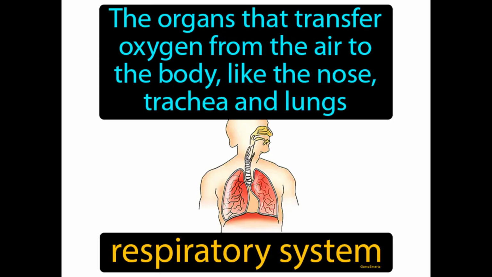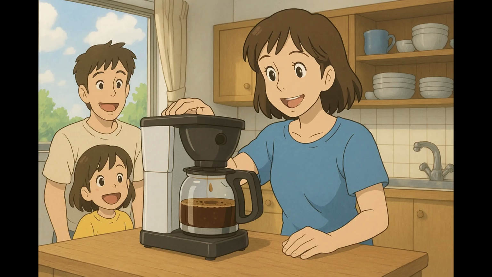The organs that transfer oxygen from the air to the body, like the nose, trachea, and lungs, are part of the respiratory system. The respiratory system helps you breathe by getting oxygen into your body and removing carbon dioxide. Imagine your morning cup of coffee being brewed in a coffee maker, where water is transformed into a rich, energizing drink. Just like the coffee maker extracts the essence from the coffee grounds to create your morning brew, the respiratory system extracts oxygen from the air to fuel your body.